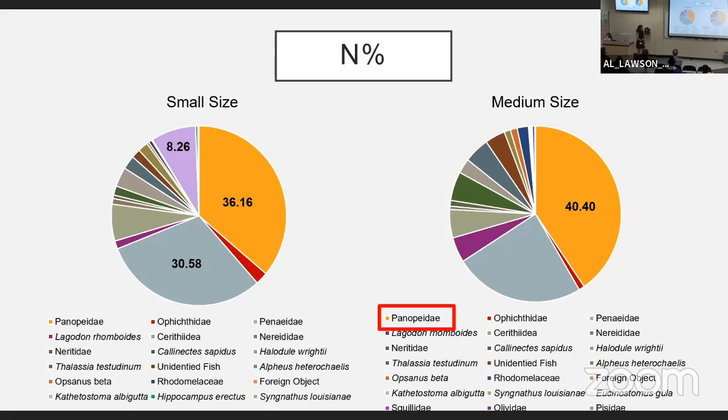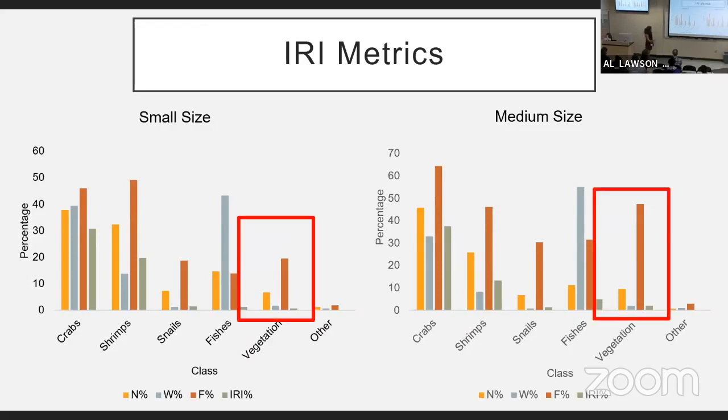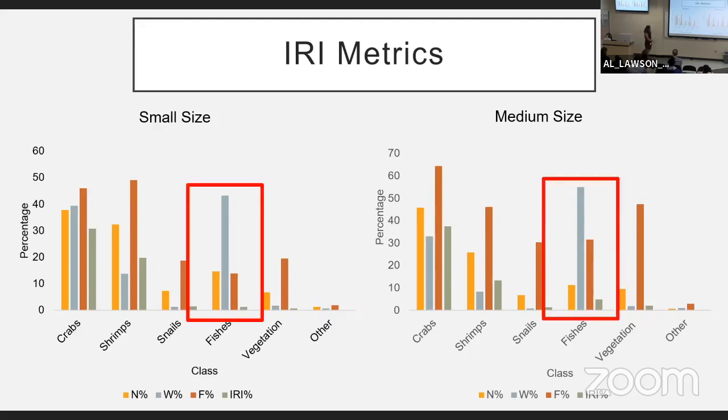Then we have mud crabs and shrimp again for the medium size, and then followed by blue crab again. So looking at the IRI metrics for both sizes, again, you're kind of seeing the same general trends. I think to point out again is vegetation. You're now seeing it occur a lot more in the medium size than you are in the small size. And then fishes, again, that's changing slightly with more of that frequency of occurrence in the medium size than the small size.